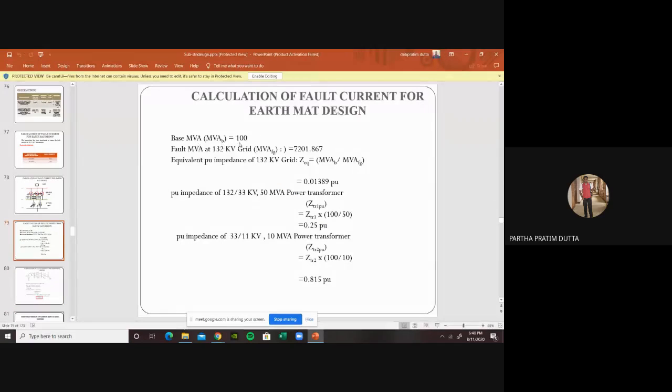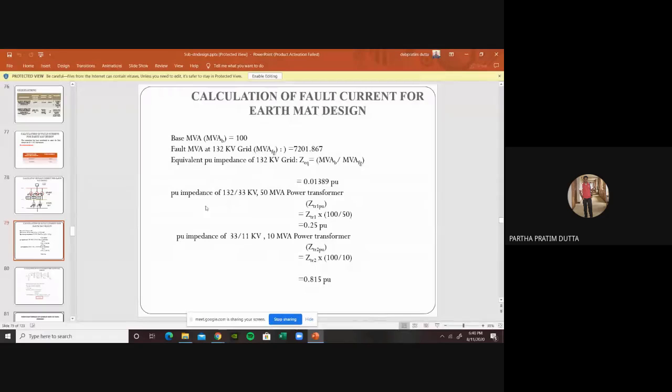There is a base MVA of 100. Now fault current of 132 kV grid, MVA is 7201.867. Now equivalent per unit impedance of 33 kV grid is Z equivalent is MVA base by MVA fault current, that is 0.1389 per unit.